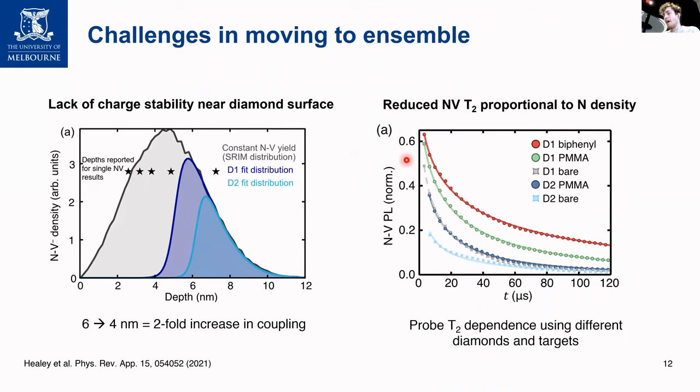And then this just shows what I was talking about before, that I want to probe the dependence on NV T2. And it turns out I have a couple of convenient ways to do that, just by choosing different diamonds with different coherence properties and different targets that interact with the diamond surface differently, so as to give a different spin bath that's interacting with the NV. I won't talk too much about these results, but this is just to say that I have a convenient way to probe the T2 dependence in what's to come.